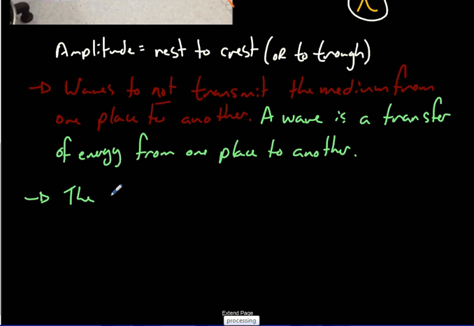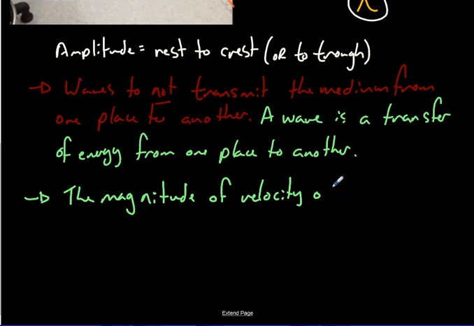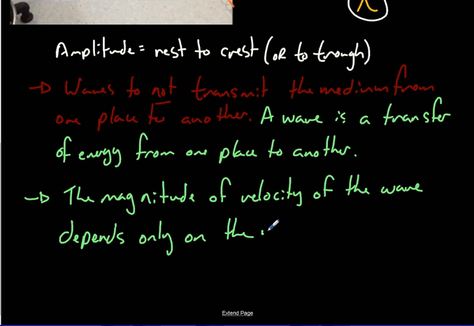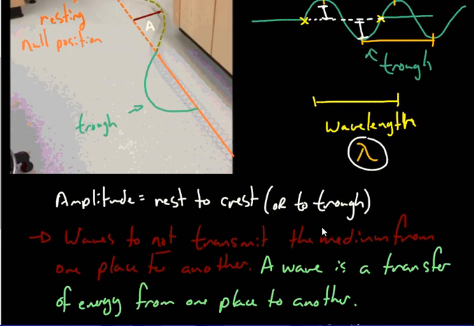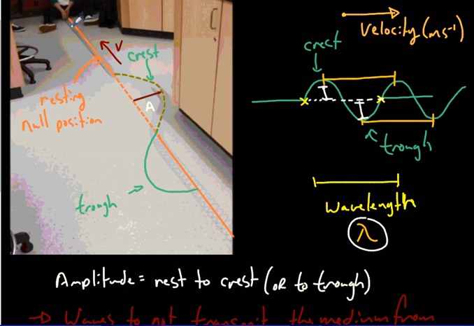The magnitude, or the size of the velocity, or how fast the wave is going, depends only on the medium. So in other words, when we pulled this spring tighter, we noticed that the wave went faster. When there was more tension in the spring, that caused the wave to go faster.